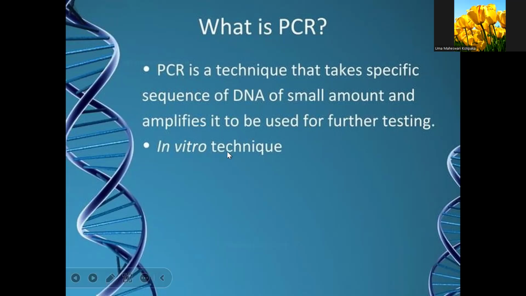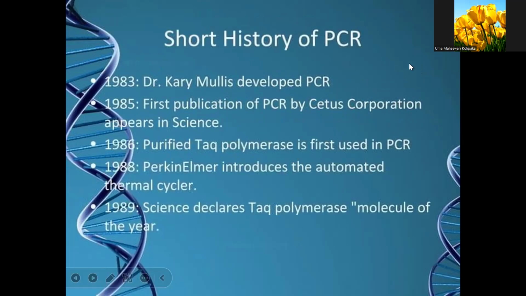Next, coming to the short history of PCR. PCR was developed in 1983 by Dr. Carey Mullis. The first publication of PCR by Cetus Corporation appears in Science. And purified Taq polymerase was first used in PCR in the year 1986. Here we need to understand what is Taq polymerase. Taq polymerase is nothing but an enzyme which we are using in polymerase chain reaction. We extract it from the bacteria Thermus aquaticus. So Taq polymerase was purified for the first time in 1986.